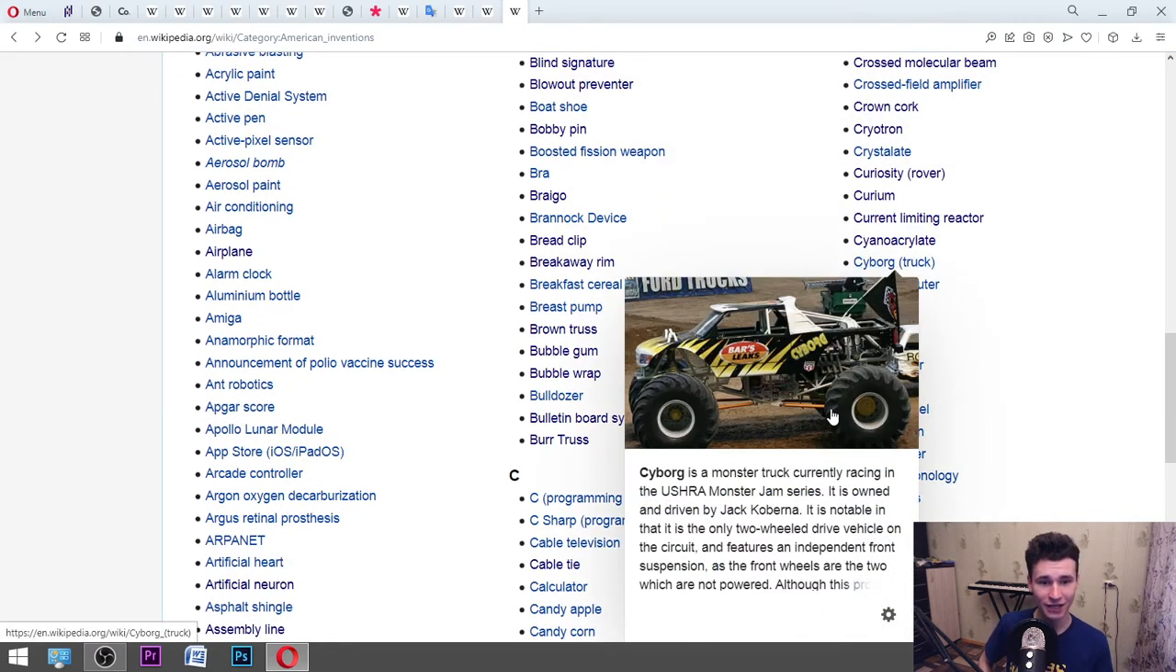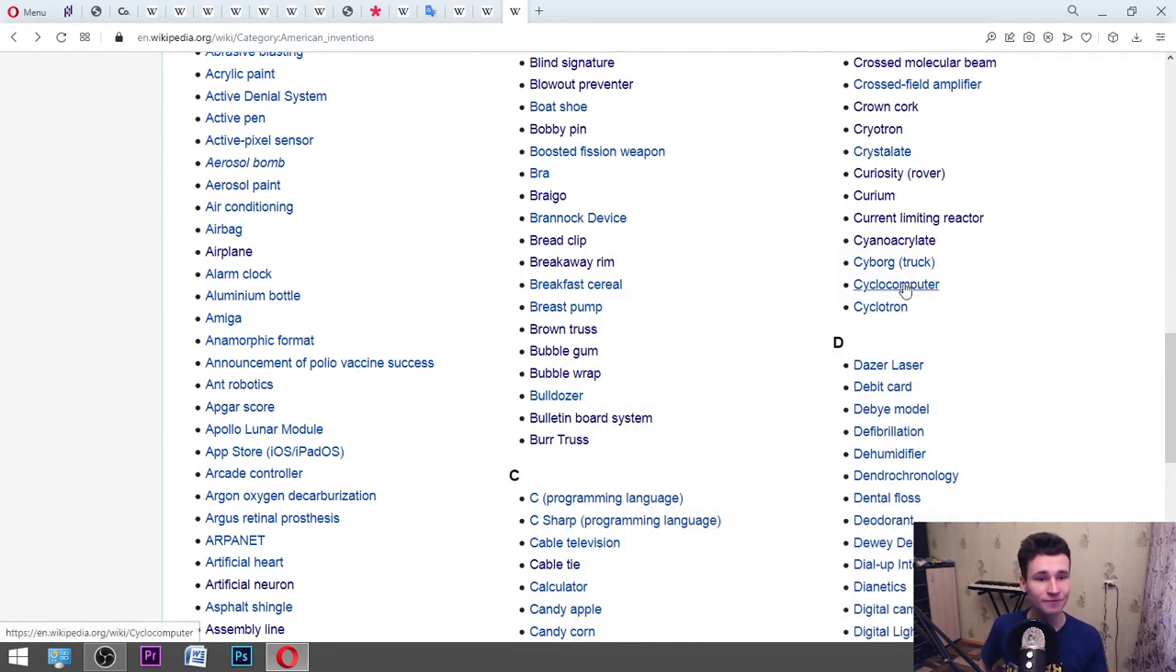Cyborg truck is a monster truck currently racing in the USHRA Monster Jam series. So we have the wheels and also some of the shapes here. Good.